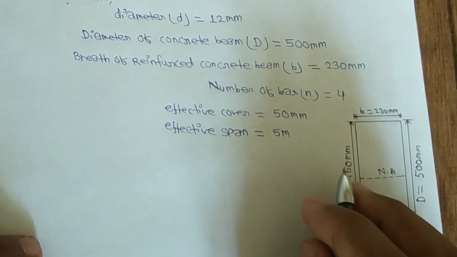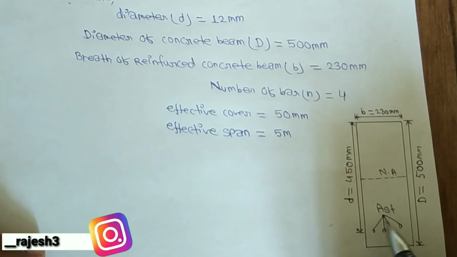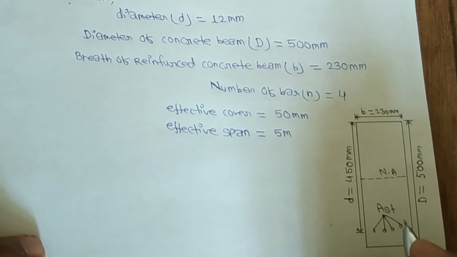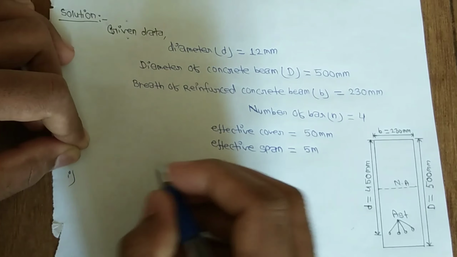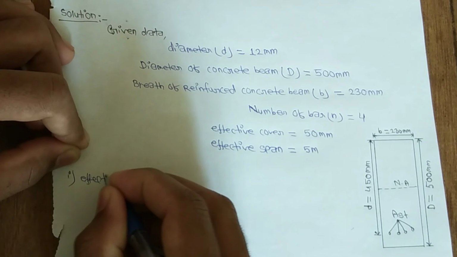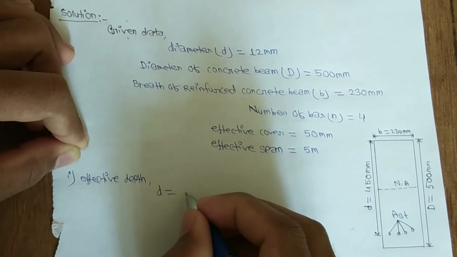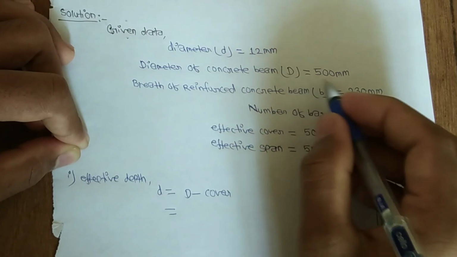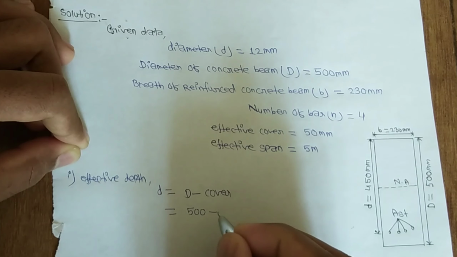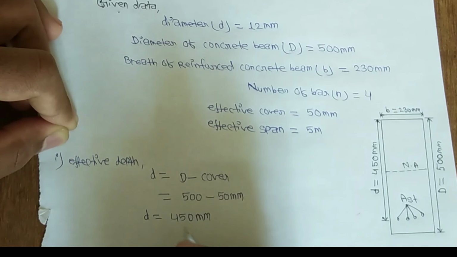This is the figure of this problem. This is the neutral axis, and this is the area of the steel in tension. So let's start the problem. First we have to calculate the effective depth. Effective depth d is equal to capital D minus cover. The overall depth is 500 and the effective cover is 50 mm. So d we got is 450 mm.